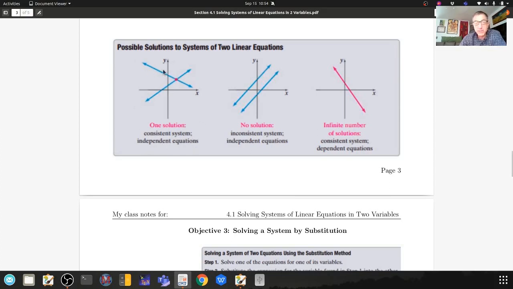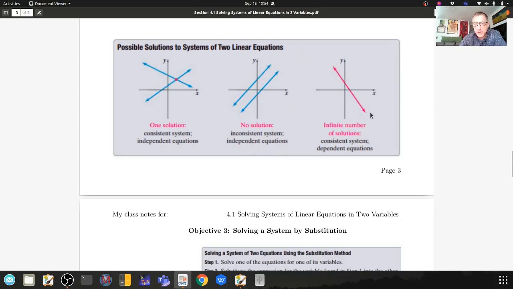The equations are independent because it's a graph of two different lines. Here we have a graph of two parallel lines. The system is inconsistent because no ordered pair solution solves both of them. But the equations are also independent because visually they're two different lines.